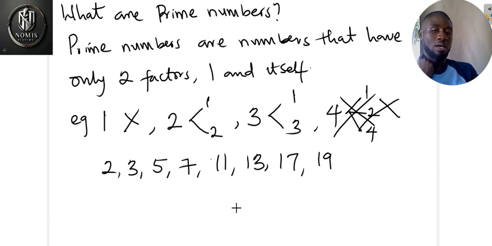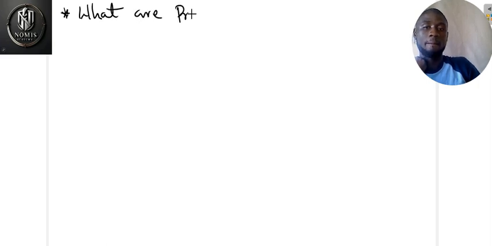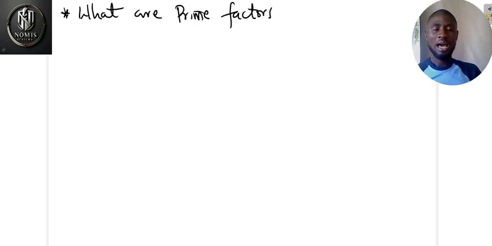So what are now prime factors? We've learned factors, we've learned prime numbers. So what are prime factors now? We should be able to take note of that. Prime factors are numbers that are prime and can divide another number without remainder. It's as if we are talking about factors of factors.